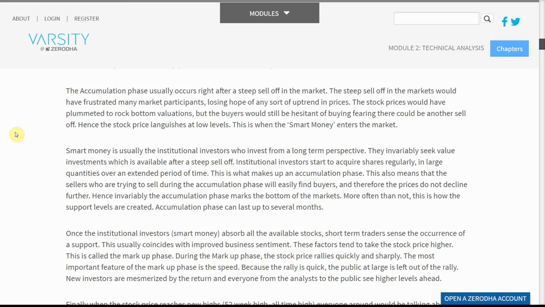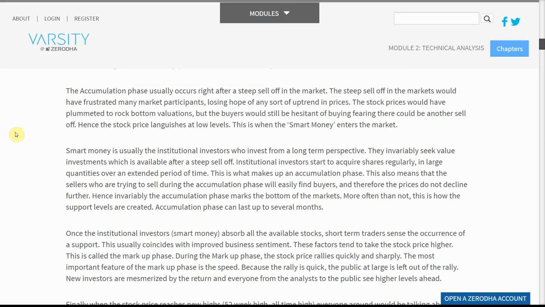This also means that the sellers who are trying to sell during the accumulation phase will easily find buyers, and therefore the prices do not decline further. Hence, invariably the accumulation phase marks the bottom of the markets. More often than not, this is how the support levels are created. Accumulation phase can last up to several months.